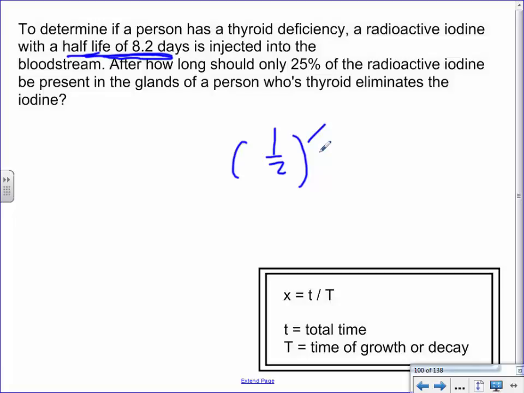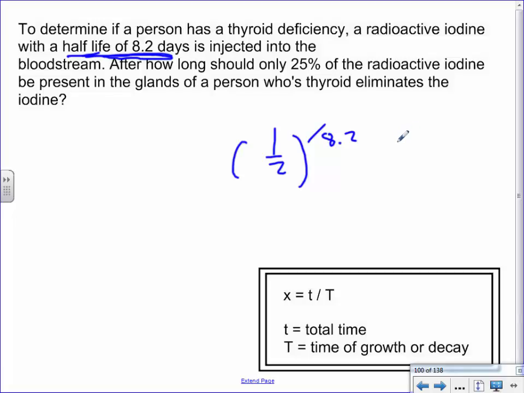Oh, this is where it's hard. Is it the top one or the bottom one? It's the bottom one. Okay. The reason why it's the bottom one is the top number is the time that has actually elapsed, and the bottom number is the period, the time that it takes to get cut in half or tripled or something like that. So we know that every 8.2 days, it gets cut in half.